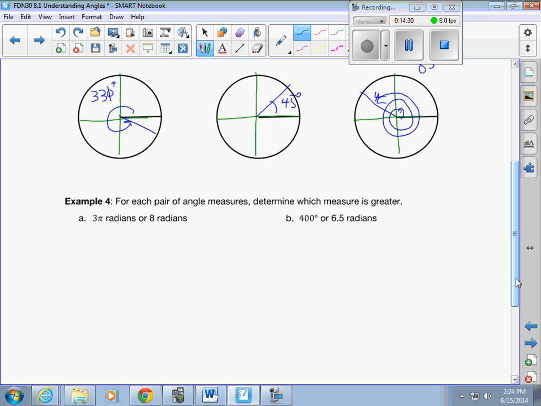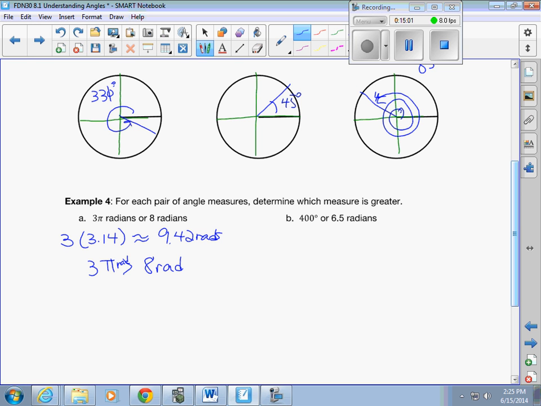Example 4 says for each pair of angles determine which measure is greater. So 3 pi radians or 8 radians. 3 pi radians, that's the same as saying 3 times 3.14, which is about 9.42 rads. So 3 pi rads would be greater than 8 rads.